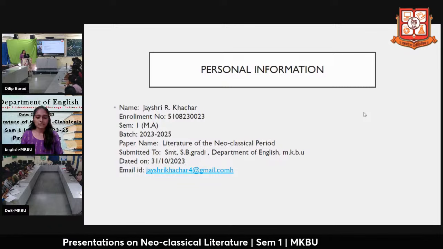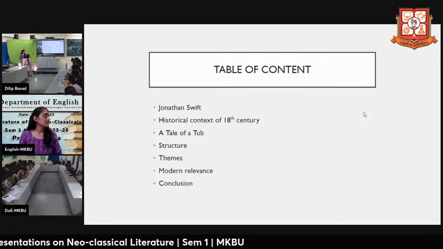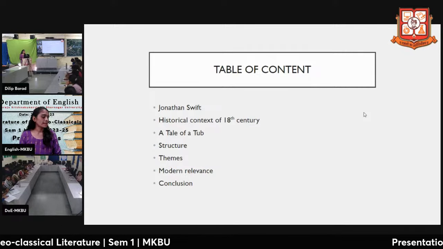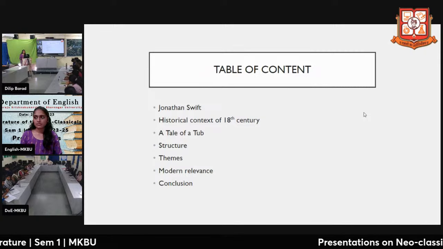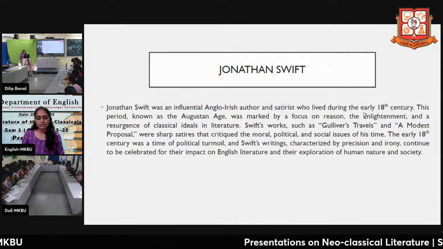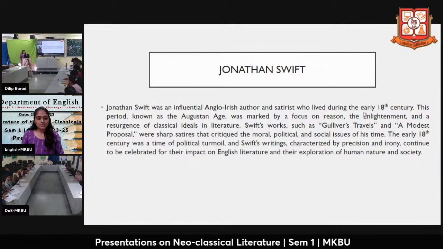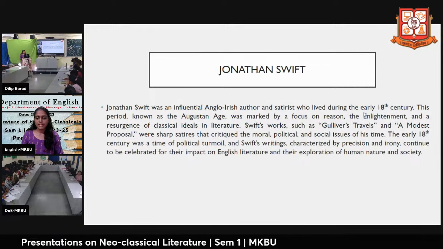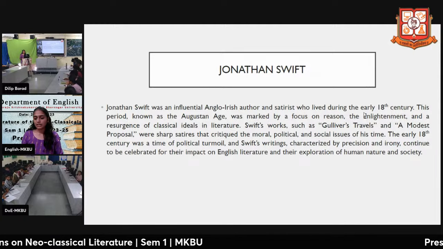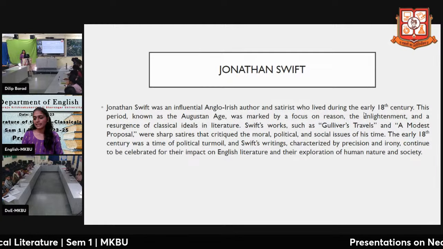This is my personal information. And this is the table of contents. I am going to start with Jonathan Swift, who is the author of the work. Jonathan Swift was an influential Anglo-Irish author and satirist who lived during the early 18th century.